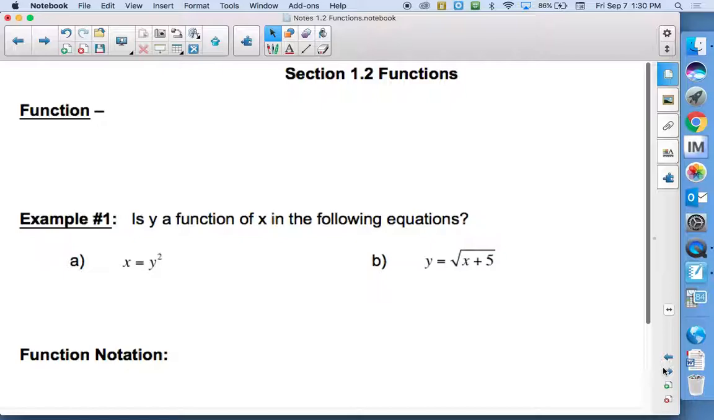I'm sorry. Only because I'm talking about functions right now, and the second question on your test deals with functions.